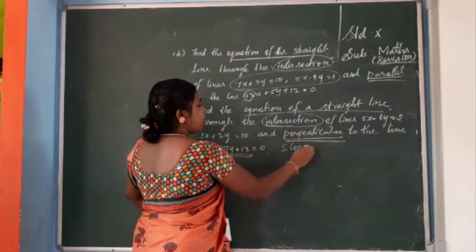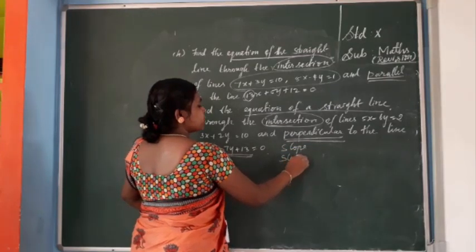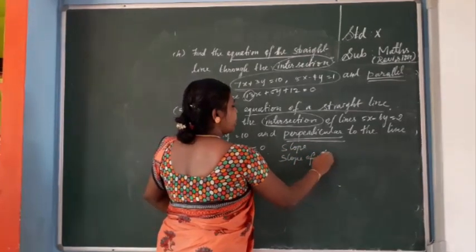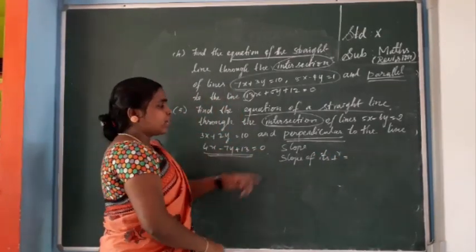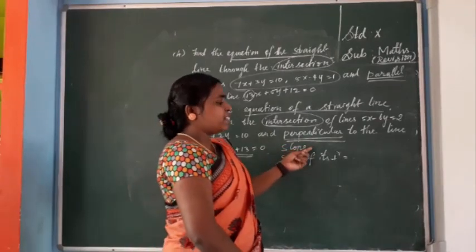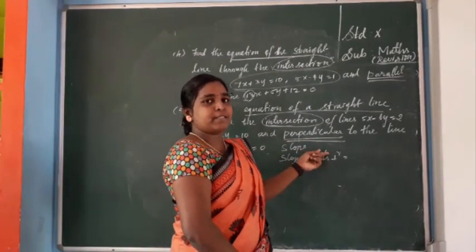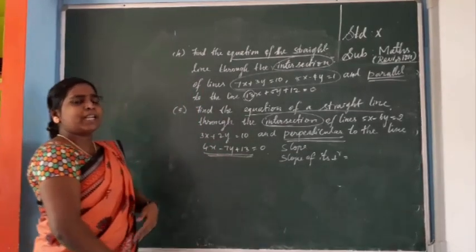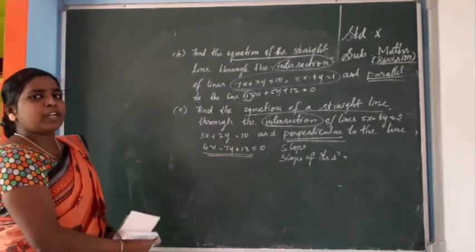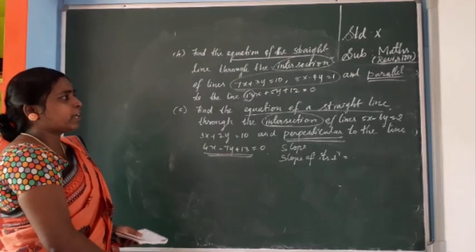Next, the slope of its perpendicular. Very important. Perpendicular slope means you convert the sign of the previous slope and take its reciprocal. Next, you can use the same formula. Equation of a straight line is y minus y1 equals m into x minus x1. Okay, can you do this?